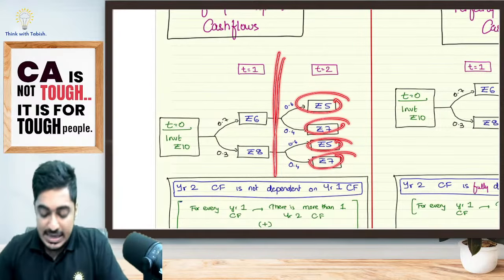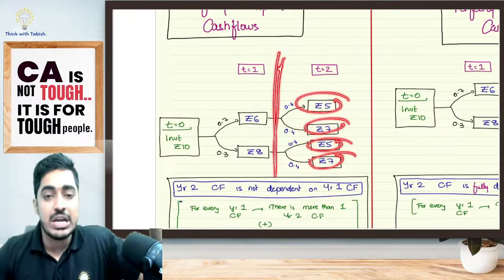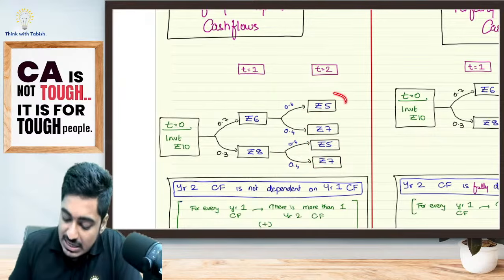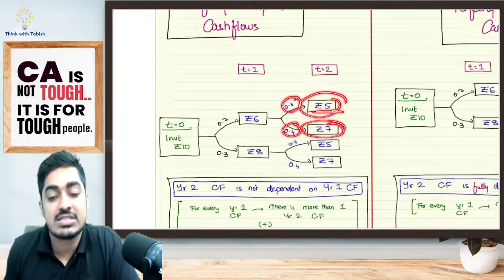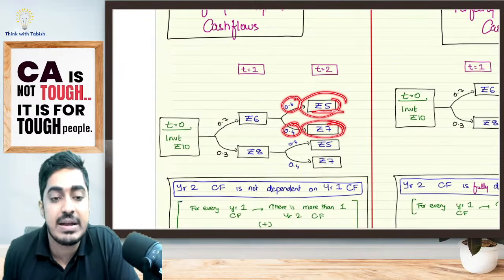Yes or no? Irrespective of what happened in my first year, whether my first year was good or bad, performance was good or bad, second year, there is a 60% chance I will get 5 rupees. There is a 40% chance I will get 7 rupees. This is perfectly independent cash flow.